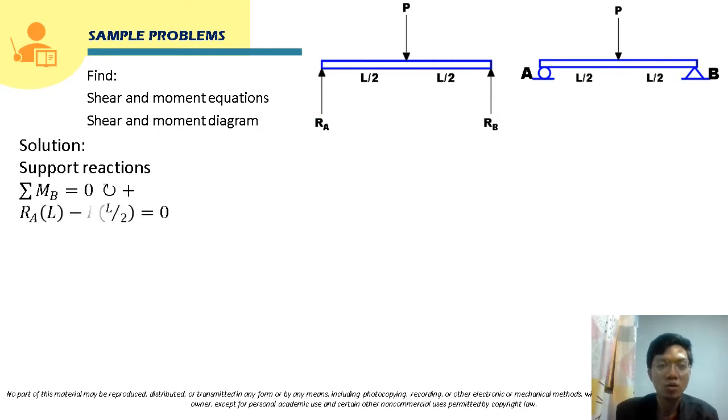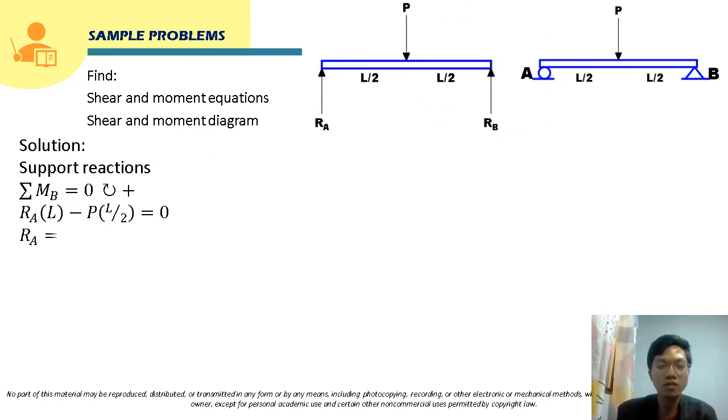So we can take moment here so that our B will be cancelled and we can solve for R sub A. So taking moment at B, clockwise moments will be positive. So R sub A, its moment is R sub A times the moment arm, which is L, since L over 2 plus L over 2 is L. Its rotation is clockwise, so it will be positive here. Now for the force P, its moment about point B is P times L over 2. Its rotation will be counterclockwise, so it will be negative here.